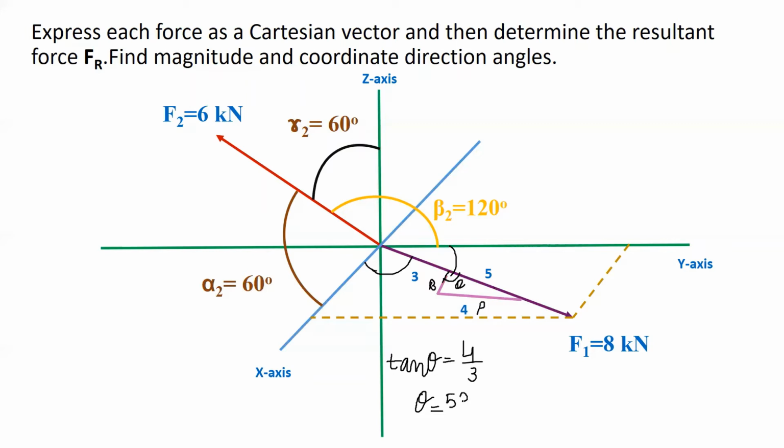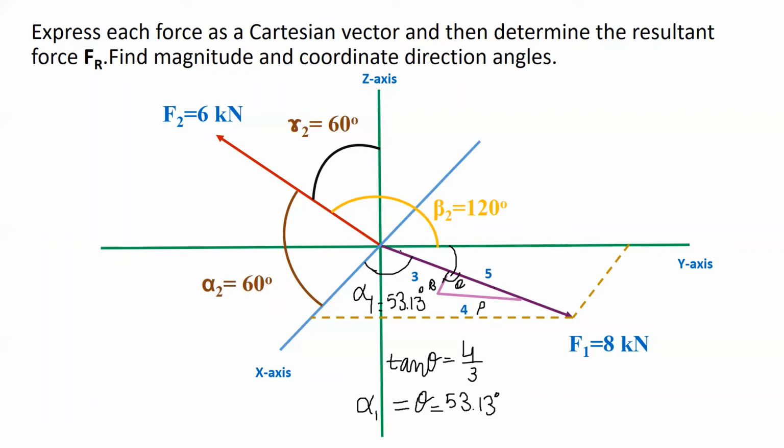Obviously, I will not take theta or phi over here; I will take alpha or beta. Obviously this is theta, so this one is also theta. I am taking this as alpha because it is connected with the x-axis. So alpha 1 is coming out to be 53.13 degrees.